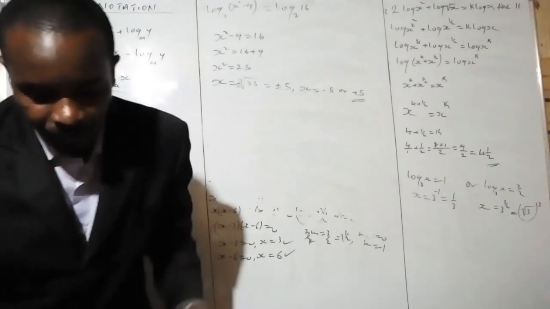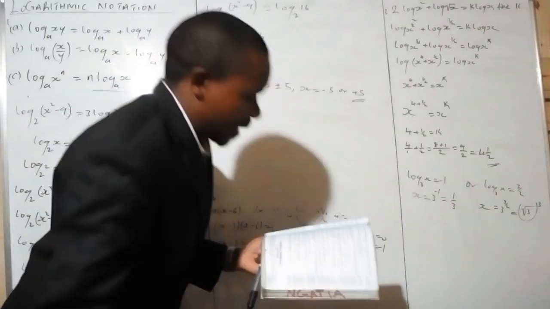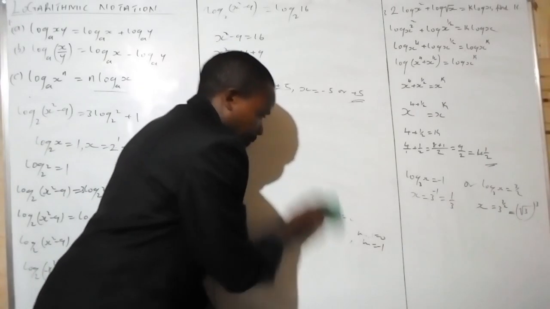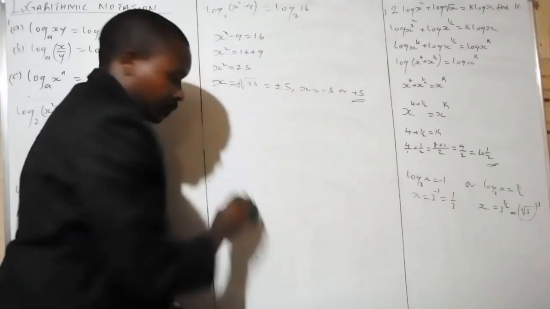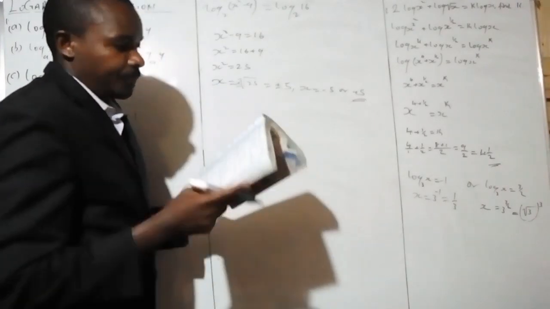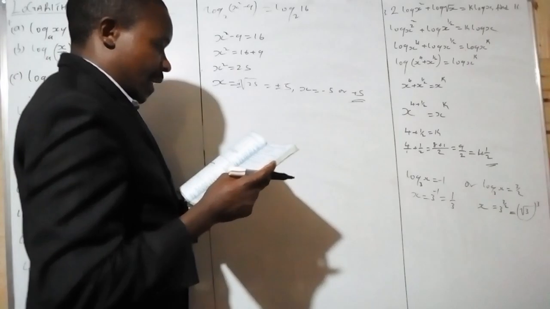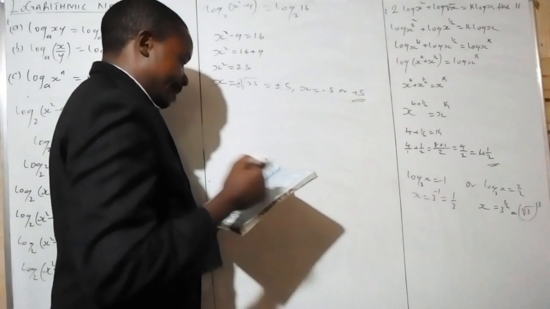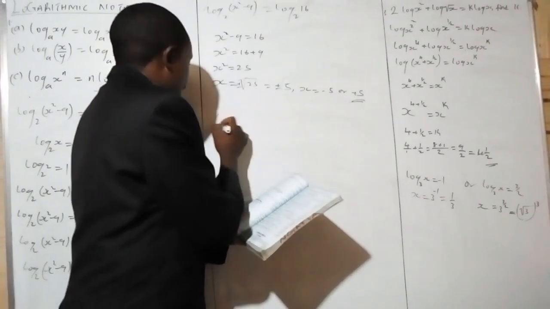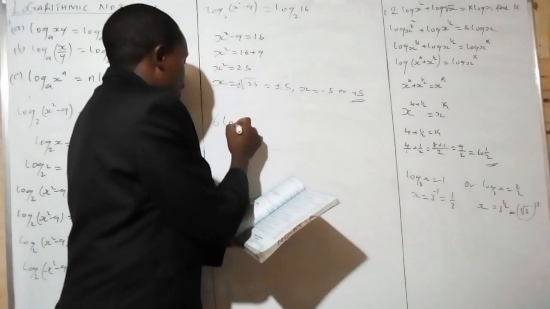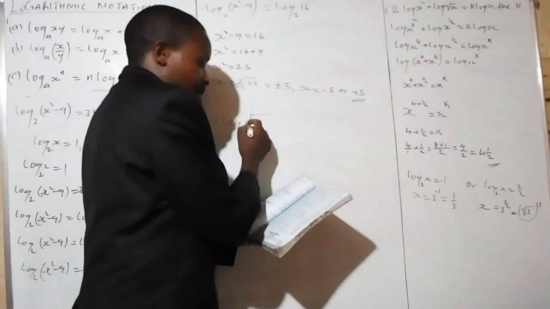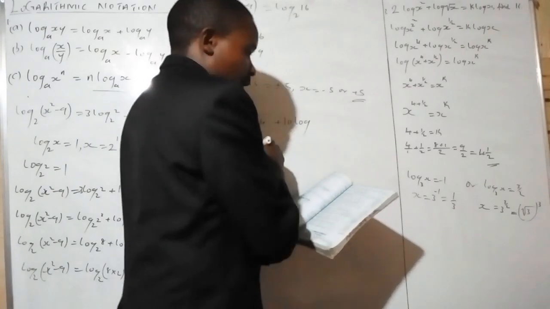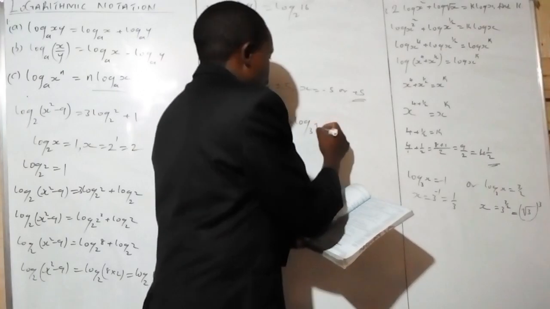Next we can have, you are given 6 log 2 third root of 64 plus 10 log 3 fifth root of 243.